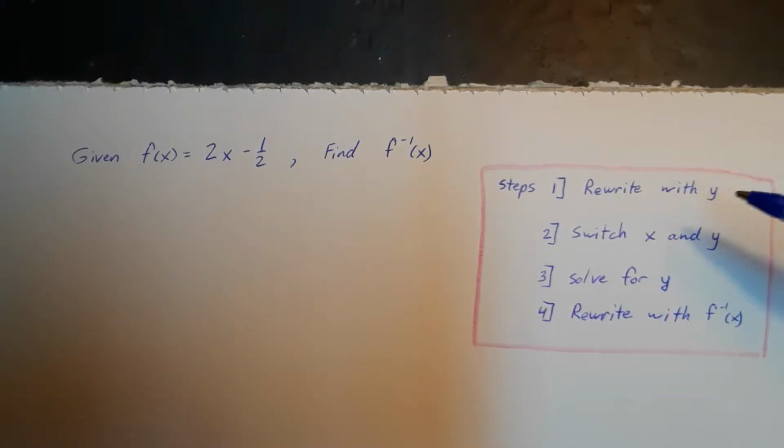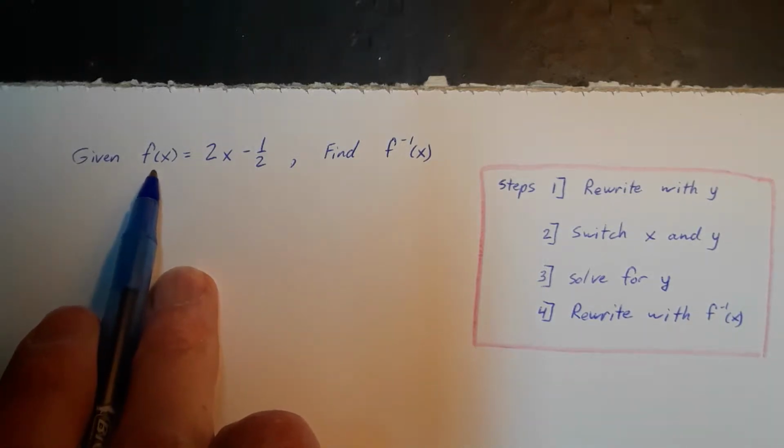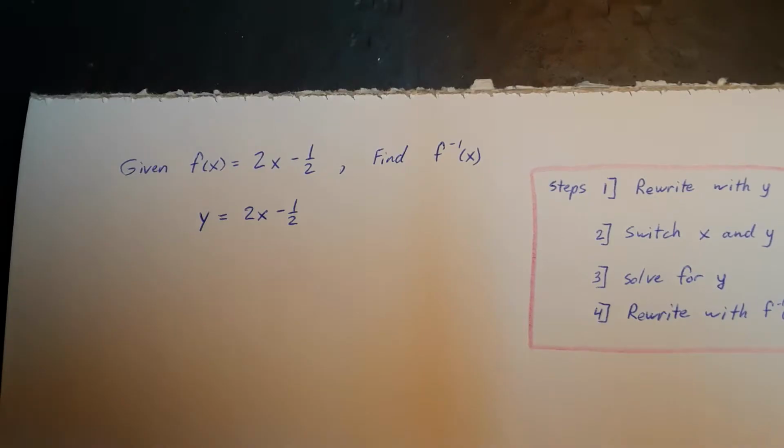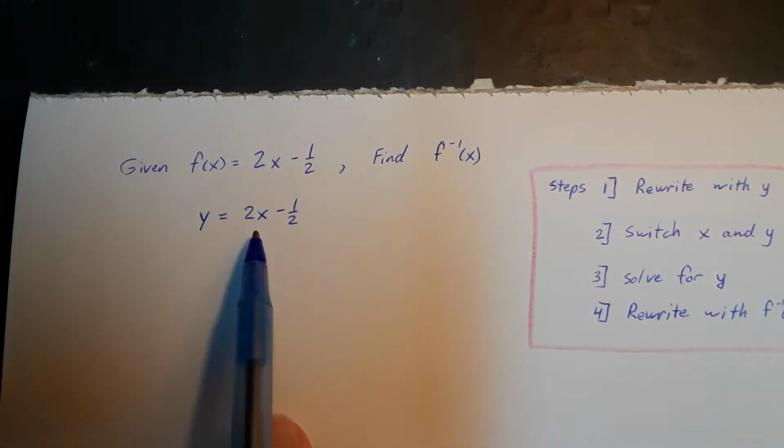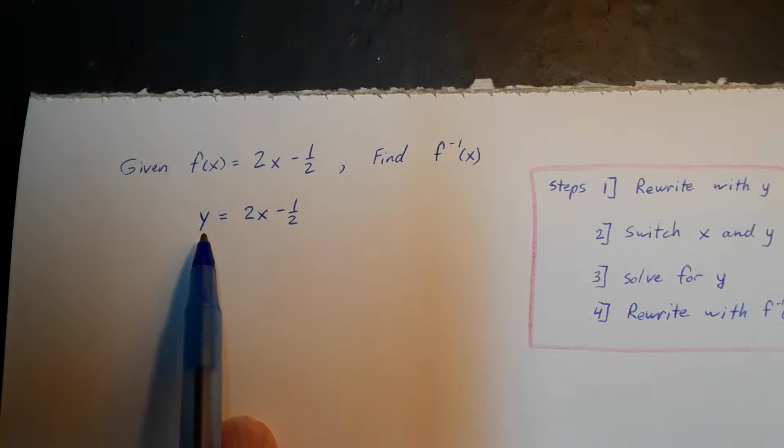Alright, our steps are we're going to rewrite this function with a y, then we're going to switch the x and y positions, then we're going to solve for y again, and then we're going to rewrite it with the inverse notation. So the first thing we're going to do is replace this f of x notation with a y. Now we're going to switch the x and the y positions.